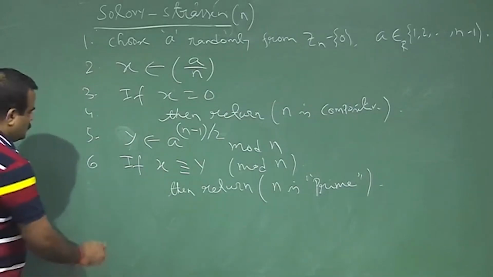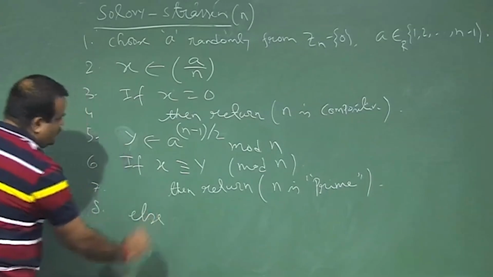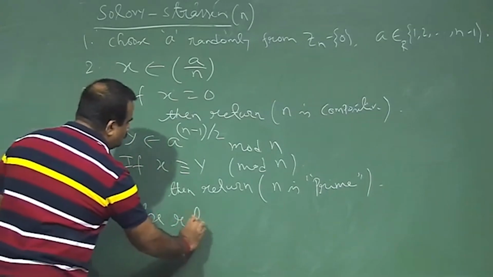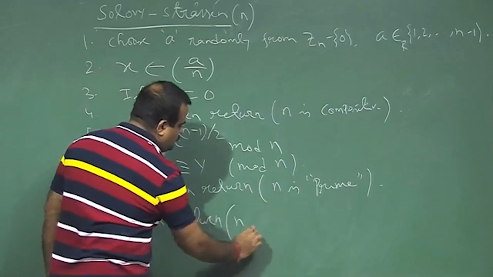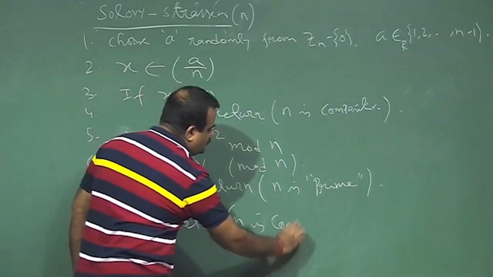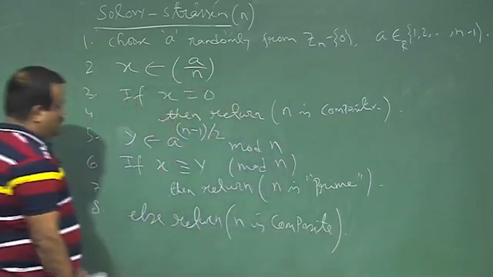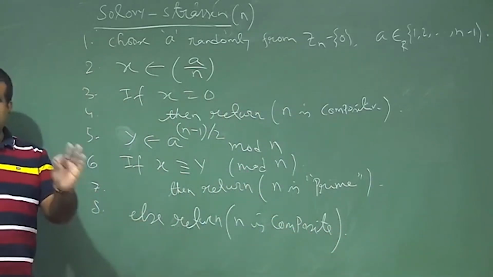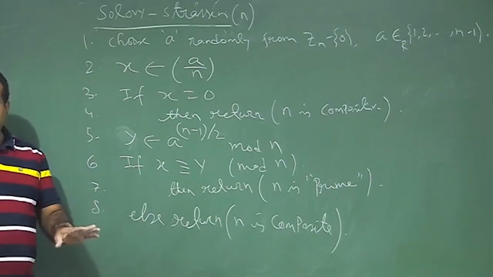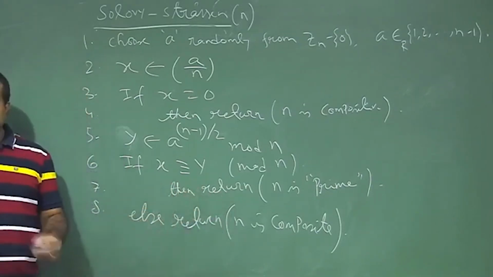So else we return n is a composite number. If it is telling us it is composite, that is perfectly all right, no pseudo composite, but if it is telling us it is a prime, then it is a pseudo prime.